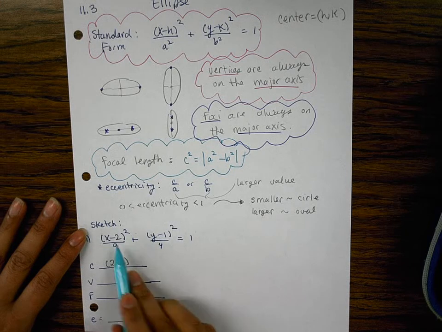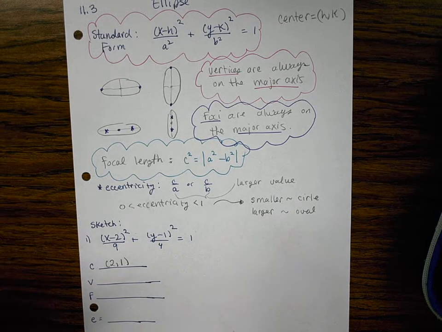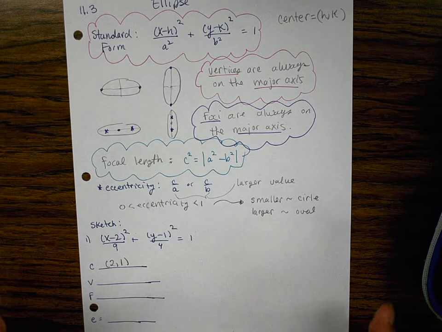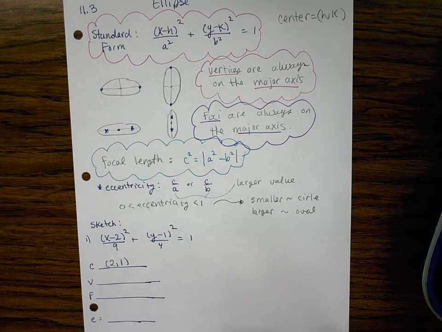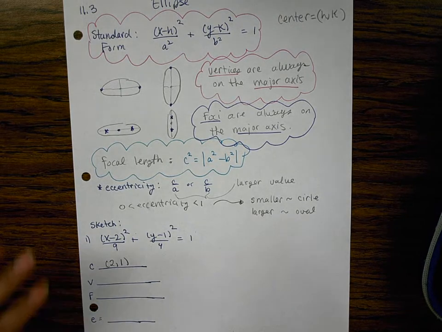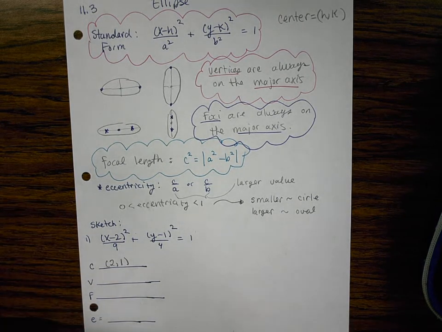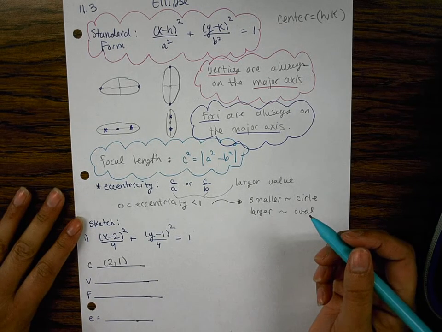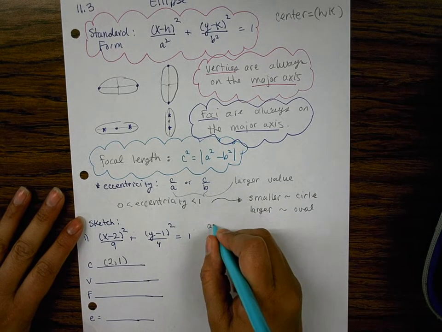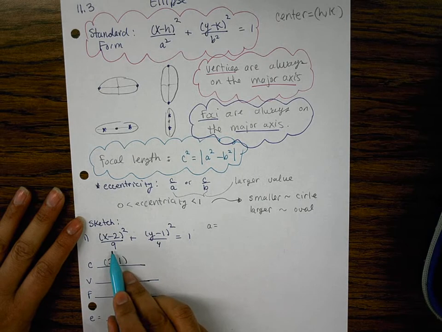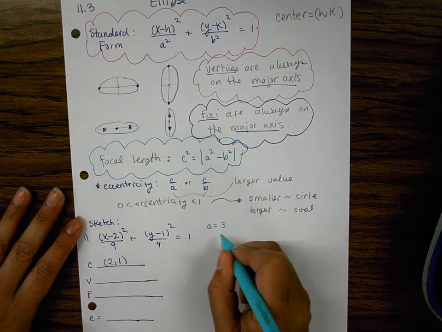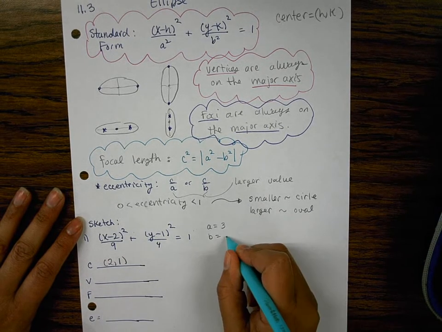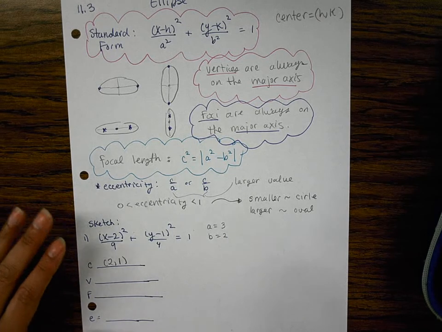First thing we need to do is find our center, the opposite of the inside. See how center was (h, k), opposite of h, opposite of k. So positive 2, positive 1, the opposite of negative 2, the opposite of negative 1. Okay. Vertices, we are going to have to sketch. Eventually you can do without sketching. You can kind of just see it and work through it, but for now we're going to sketch.